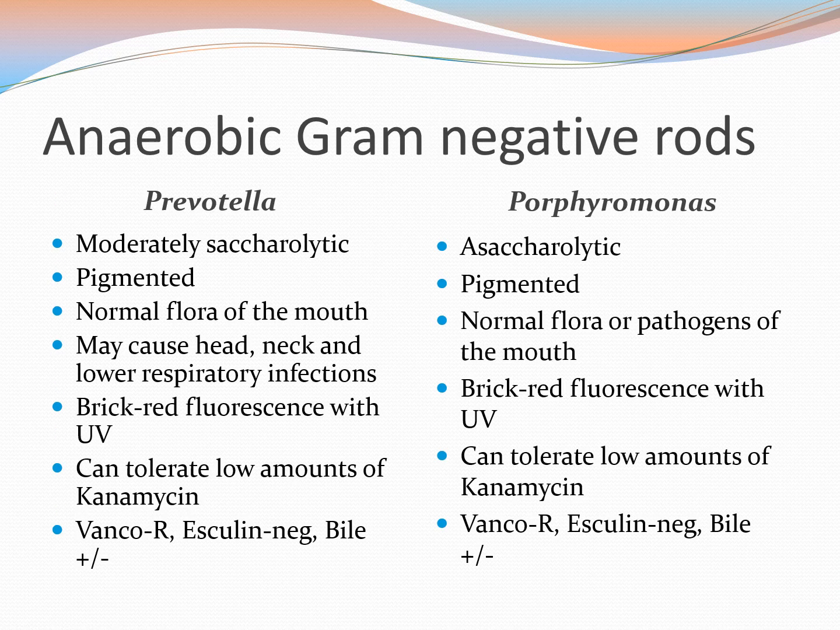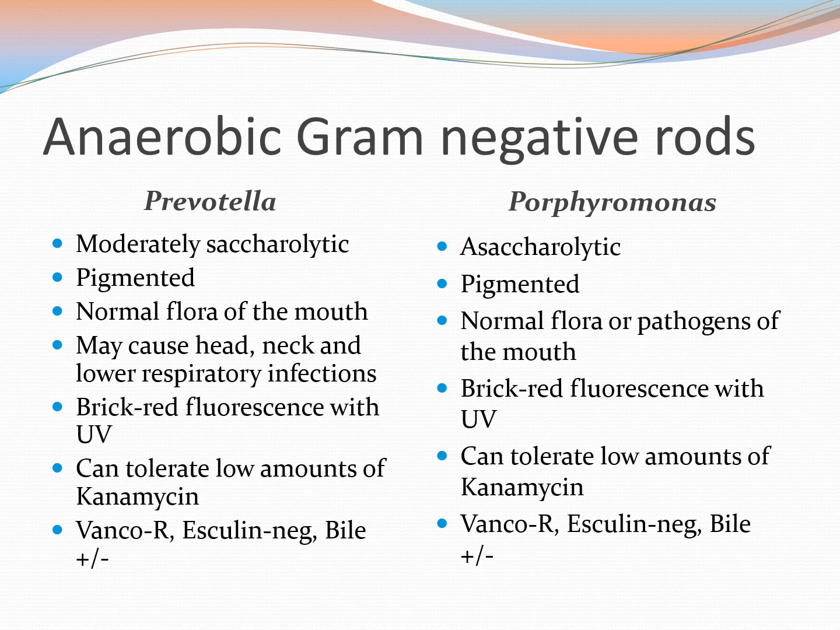Other anaerobic gram-negative rods would include Prevotella and Porphyromonas. Prevotella is moderately saccharolytic, which means it ferments sugars. Porphyromonas, on the other hand, is very similar to Prevotella except for sugar fermentation properties. Porphyromonas is actually asaccharolytic. They are both pigmented. They are both normal flora of the mouth, but Porphyromonas could also be a pathogen of the mouth. Prevotella may cause head, neck, and lower respiratory infections, and they both will fluoresce brick red under UV light.